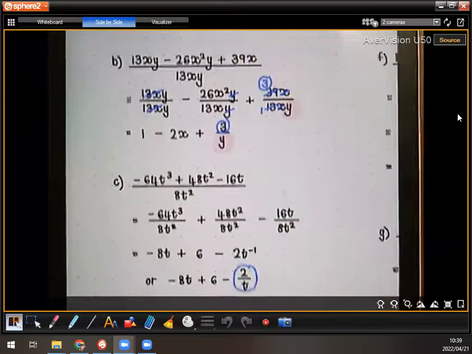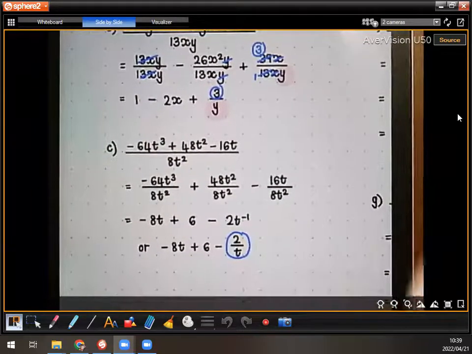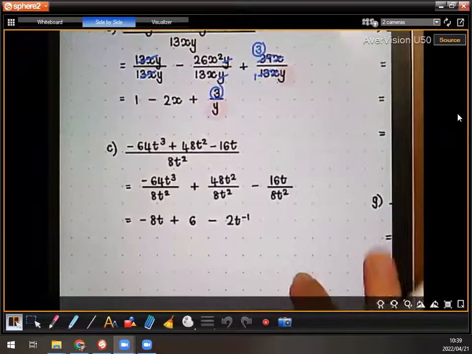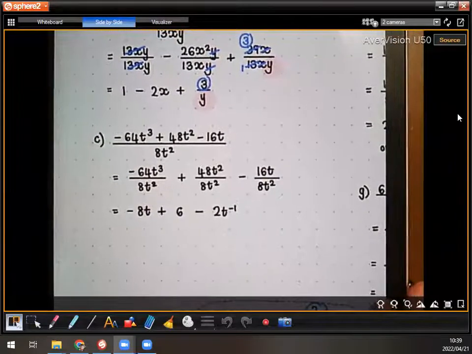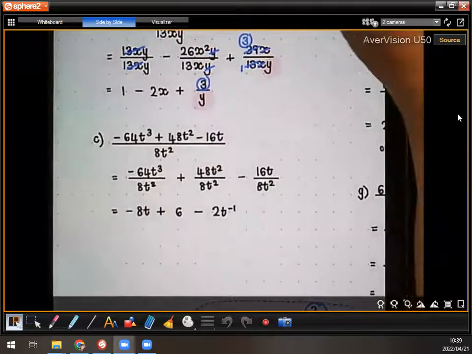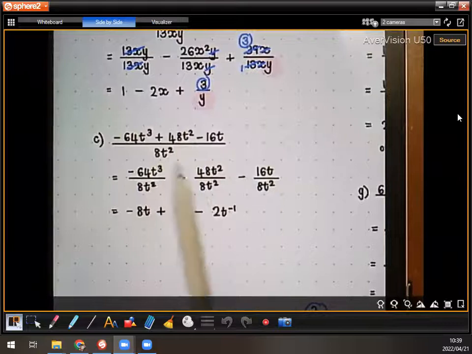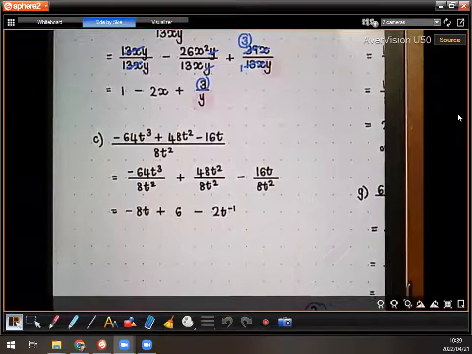All right, now for C, like I said also in yesterday's, when we were marking this, I want you just to ignore that bit. All right, that second answer. This is probably how you would have done it. This is how we did it in class. Again, you are splitting each term up, each term over 8t squared. Then you just need to simplify each of them separately.